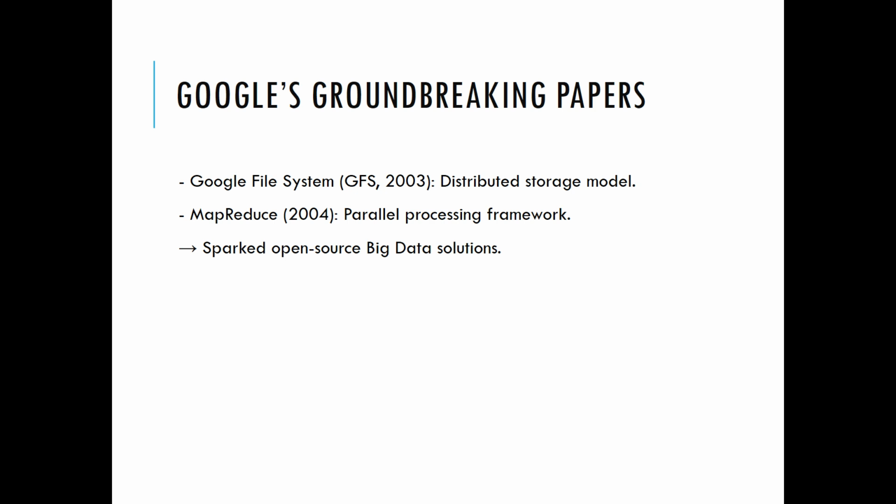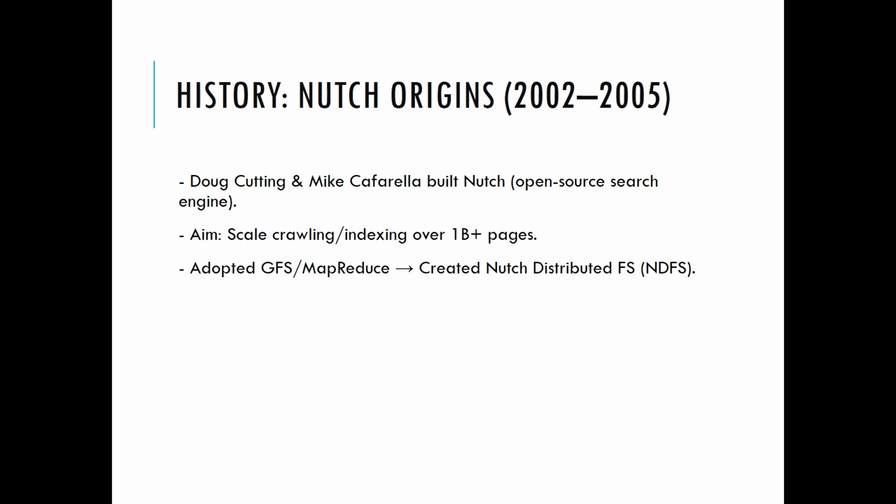Together, GFS and MapReduce formed the blueprint. They demonstrated a practical way to store and process petabytes reliably on commodity hardware. These papers didn't release code, but they ignited the imagination of the open-source community, proving it was possible and outlining how. The spark from Google's papers landed in the Nutch project.